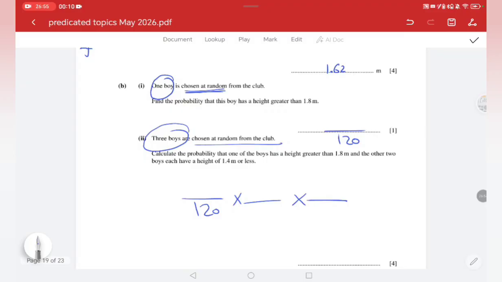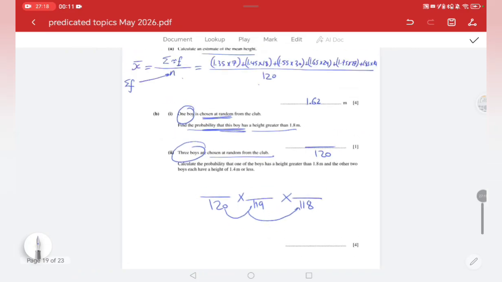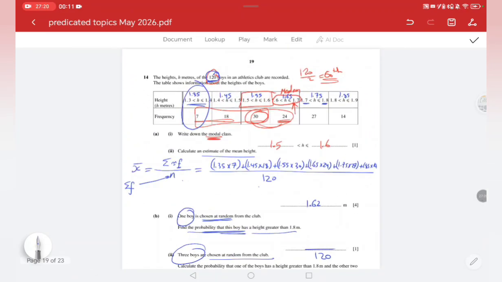Don't forget that usually when you have this type of question, it's without replacement. So the denominator must decrease by 1. So 119 and then 118. Okay, so look, we solved it, you can say half of the question even without reading the rest. Let's read now. Find the probability that this boy has a height greater than 1.8. Where is greater than 1.8?